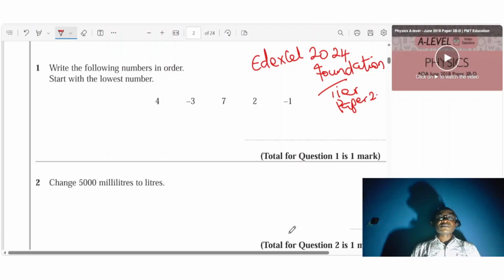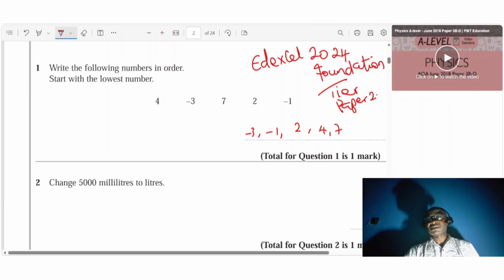So number 1, your answers. Number one is -3, okay. -3, -1, okay. 2, 2, 2, and then 4, then 7. And 7. Okay. Let's go to number 2 quickly.